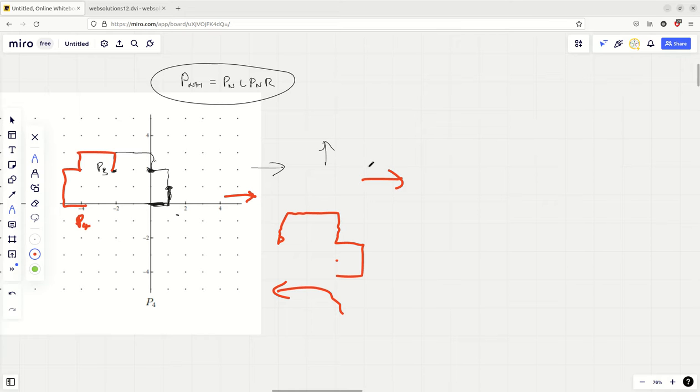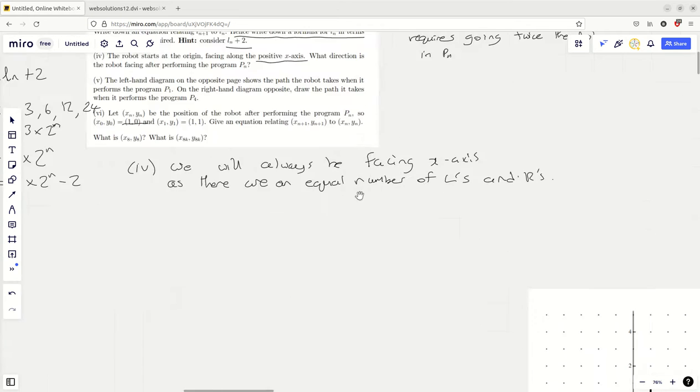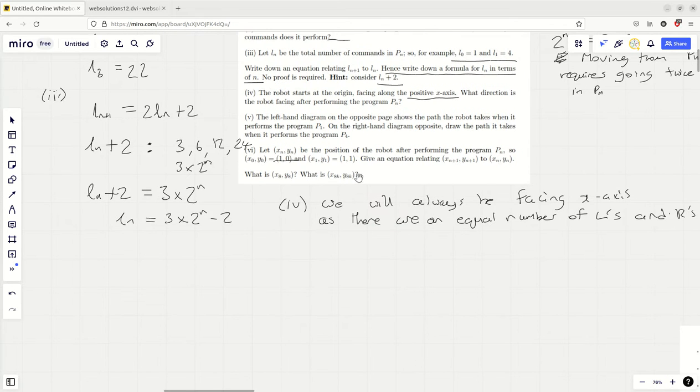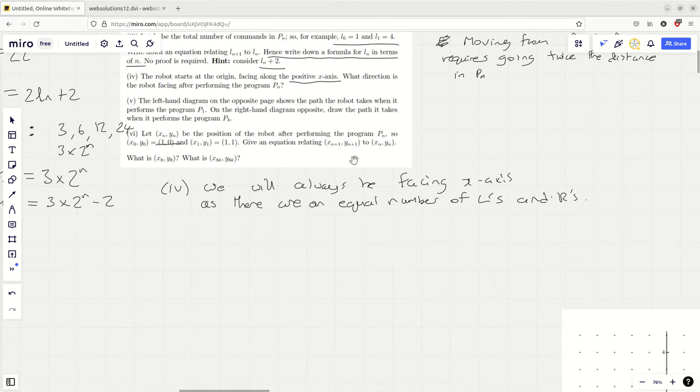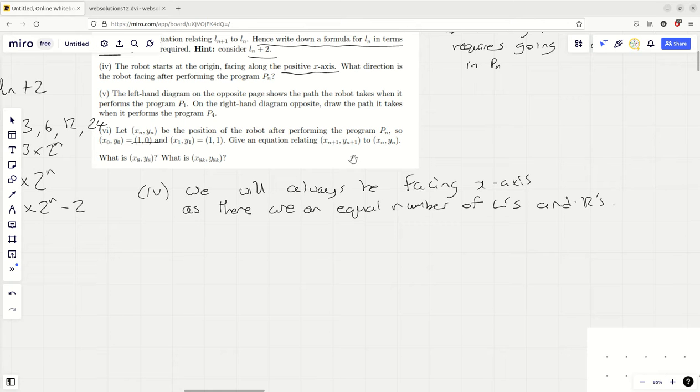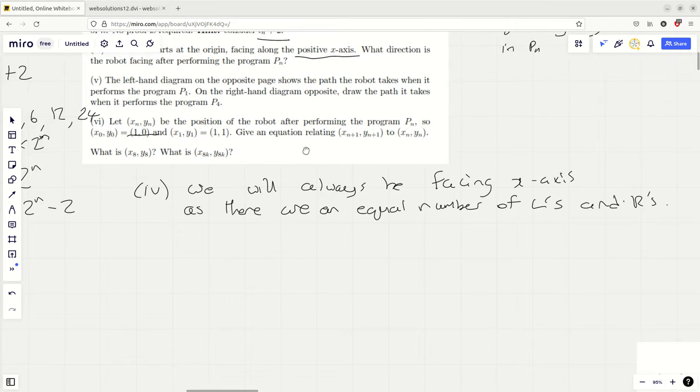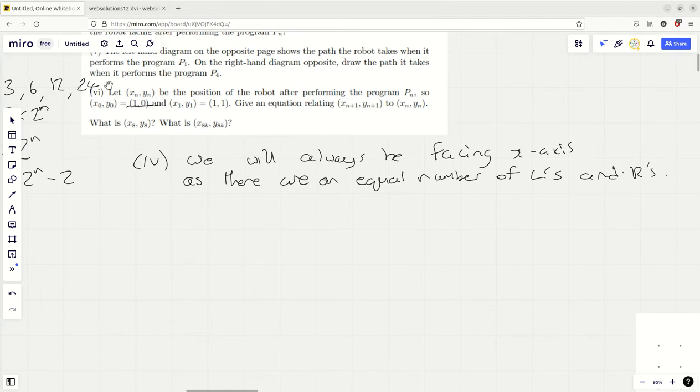And that's how you get from one pattern to the next. That's super important, because that's going to help us with the last part. Now, that was worth 3 marks, and I think the last part is worth 6 marks. So that's big marks, and for me anyway, this was one of the toughest questions on this paper. Okay, let xm, ym be the position of the robot after performing the program Pn.